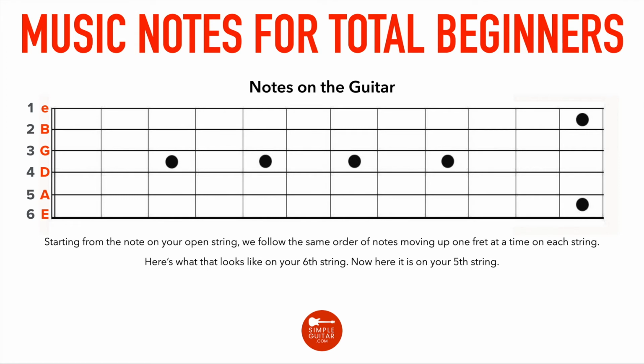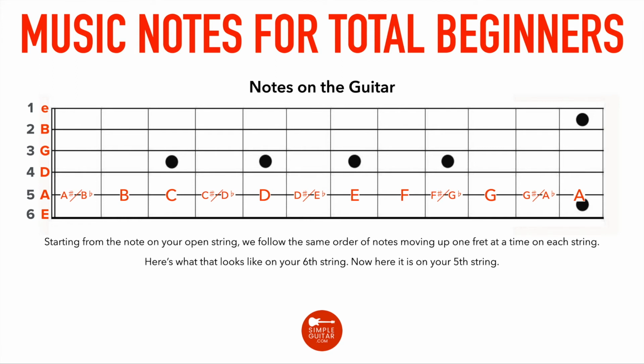So your 5th string, the first note is A, and so our first fret will be A sharp, B, C sharp, D sharp, E, F sharp, G sharp, and then A again on your 12th fret. Okay. Now, a couple of quick things.